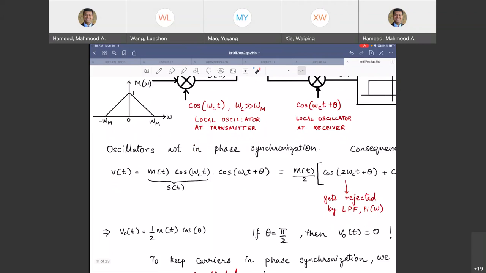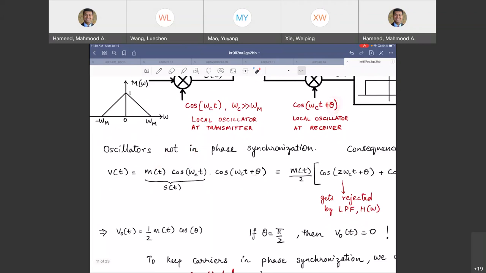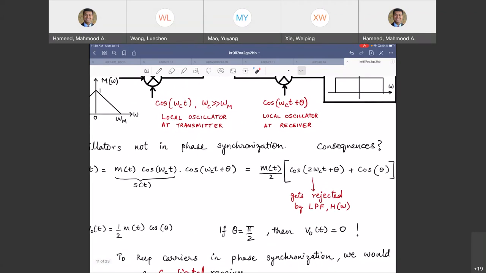Now, V of t is the multiplication of m with a cosine. The second cosine it's getting multiplied with has the theta term, because that's the one that is used in the receiver. So you have m of t multiplied by two cosines. When you're multiplying two cosines, this is another trig identity that we will use a lot. Cosine A multiplied by cosine B, you get sum frequency terms and difference frequency terms.